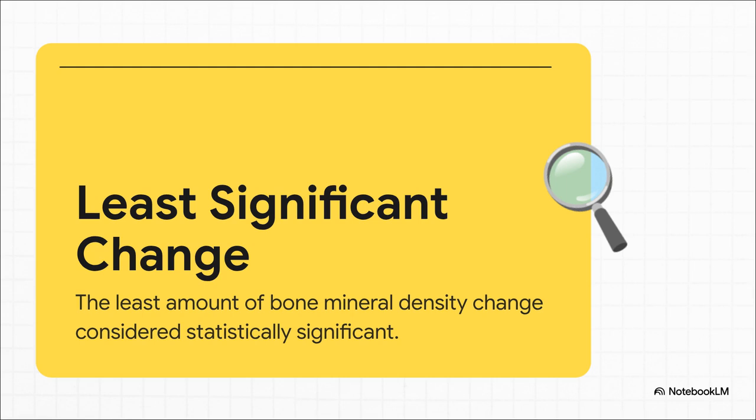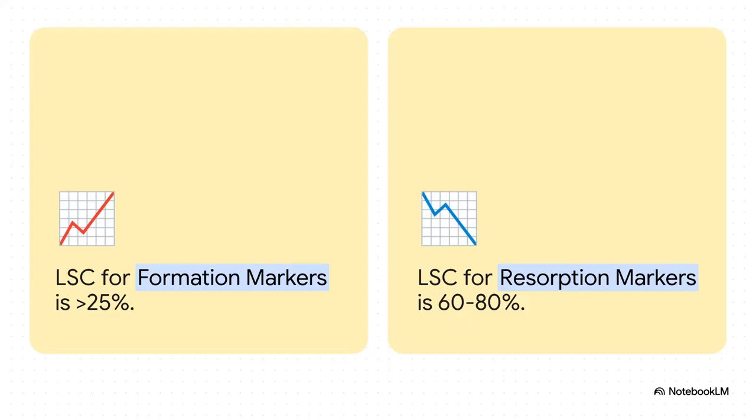Because we know there is this immense short-term and long-term variability in people, doctors use the LSC as a super strict threshold. If the marker doesn't move past the specific percentage, we just have to assume nothing has actually changed in the patient's bone health. And those thresholds differ wildly depending on which side of the construction site we're actually analyzing. For our bone formation markers, the builders, the LSC threshold is greater than 25%, so the marker has to change by more than a quarter for us to be confident that it's a real biological signal.